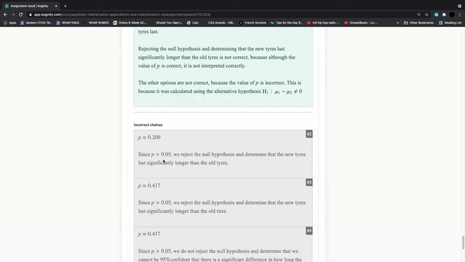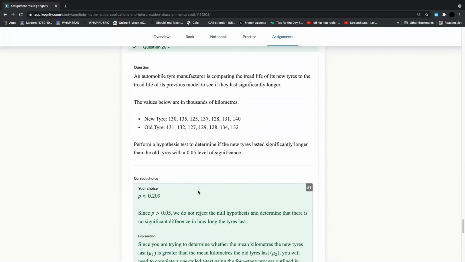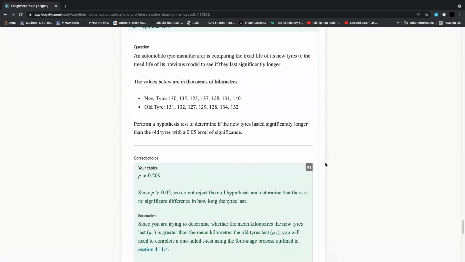See, you wouldn't have to really know why; this makes sense once you put the values in and solve for it. So let me walk through that first. Since this is a t-test, we're trying to see tread life of its new tires values. Since we're working with the same variable and we're comparing the means, that's the automatic indicator of a t-test.